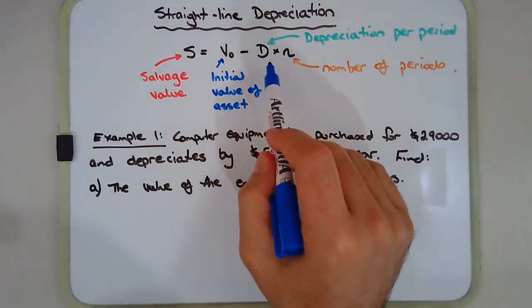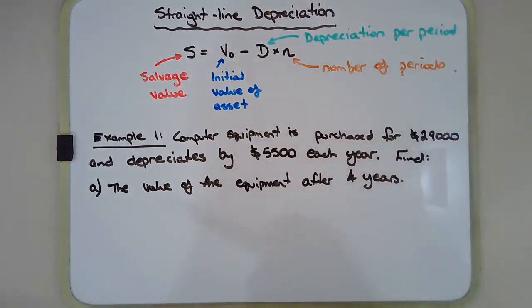D is the depreciation per period. Now, normally it's per annum or per year, but not always. So we've just got to be very careful that we don't fall into the trap of thinking that the time period we're talking about is always yearly. It could actually be monthly as well, could be weekly. But for depreciation, monthly or yearly tend to be the two most common time periods.